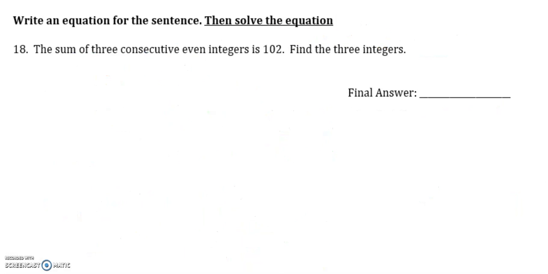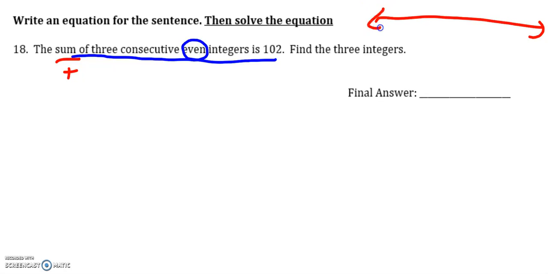Consecutive integer problem. I wanted to do at least one on the review to make sure you know you should study this. The sum of 3 consecutive even integers is 102. Remember, sum is addition. Consecutive even integers on a number line look something like 2, 4, and 6. These are all even integers that are close to each other on the number line, and all of these are only 2 units apart. From here to here is 2 units, and here to here is 2 units.